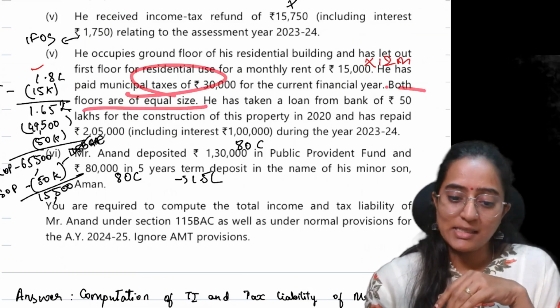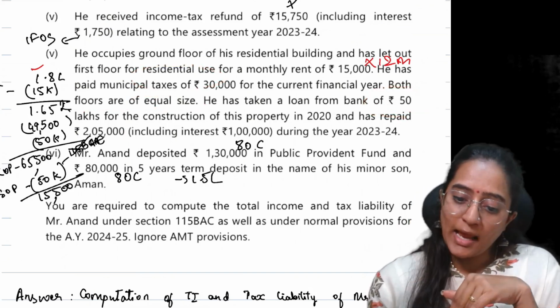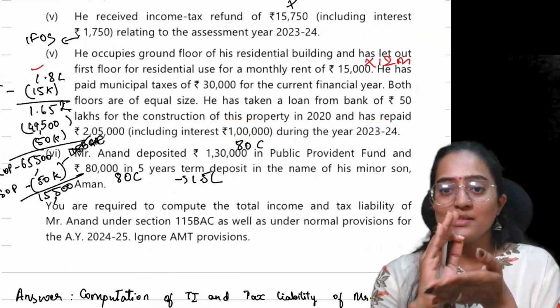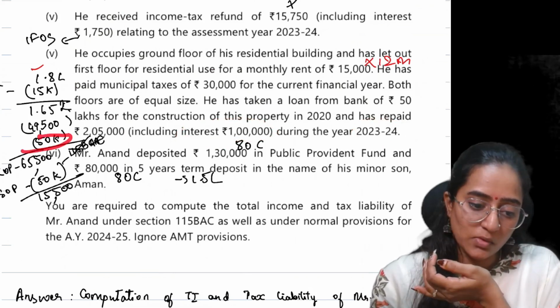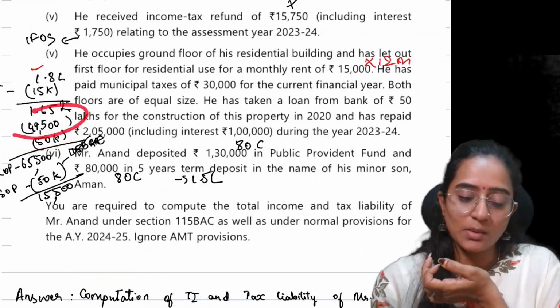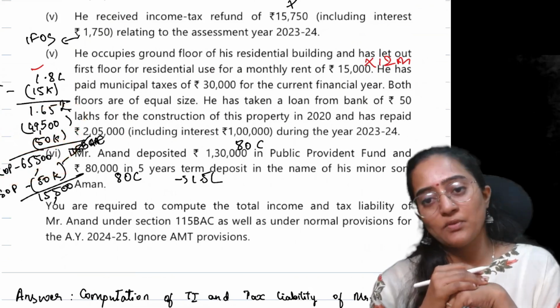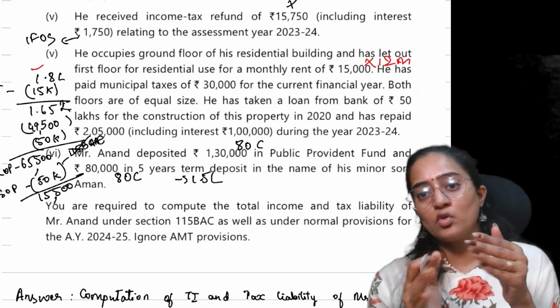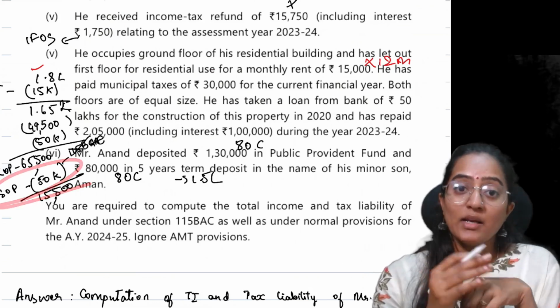Both floors are of equal size. He has taken a loan. 50 lakh rupees he has taken loan, and during 23-24 he has paid interest of 1 lakh rupee. Obviously, you will get 50% for this and 50% for that. Correct? 50,000 rupees you will get as deduction over here. As usual, 30% of standard deduction you will get. How much is the LOP income that you got? 65,500. For SOP, you don't have your GAV, you don't have your NAV, you don't have 30%. That's only 50,000 rupees you will get.